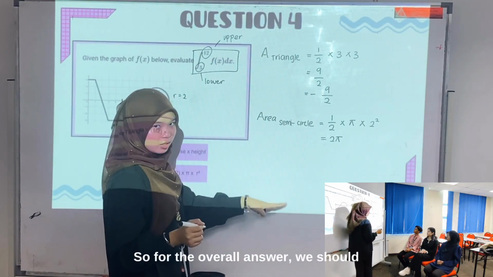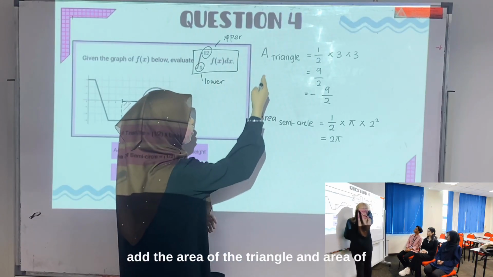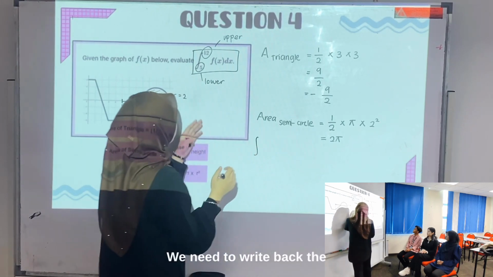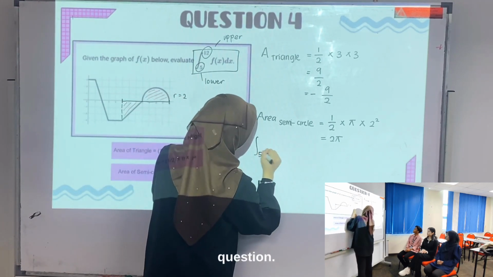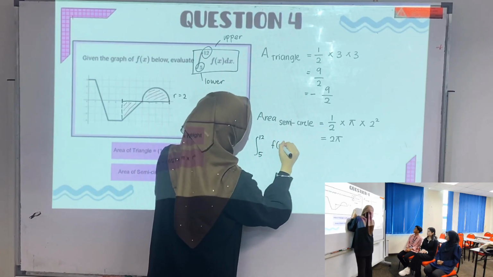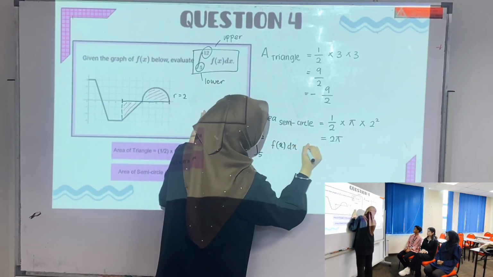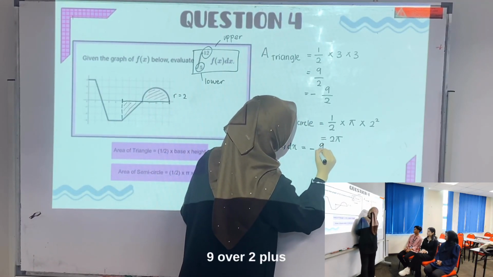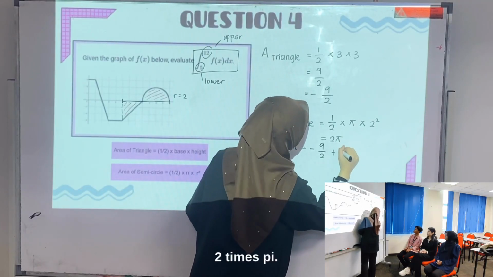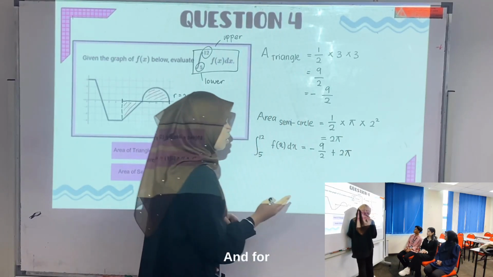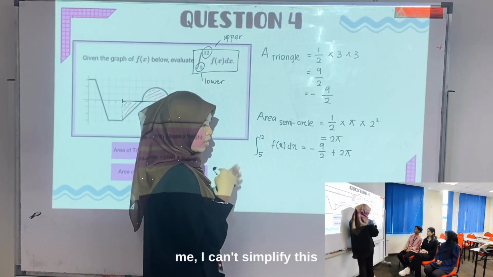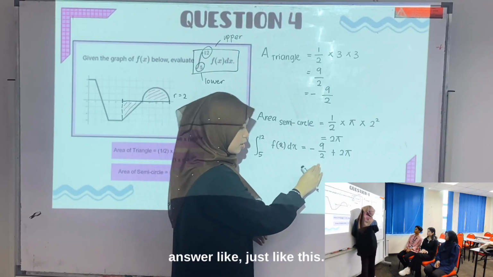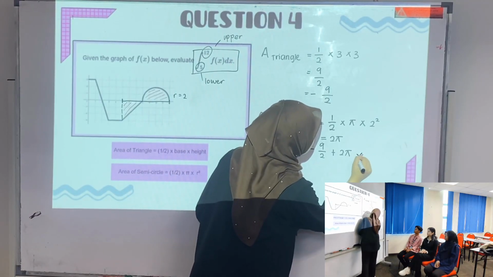So for the overall answer, we should add the area of the triangle and area of semicircle. We need to write back the question. We take the area of the triangle, negative 9/2 plus 2 times 5, and for me, I can simplify this answer. So let this answer just like this. So this is the answer.